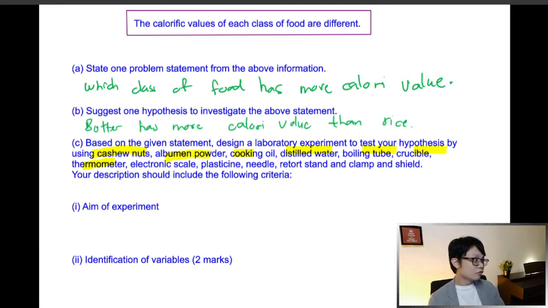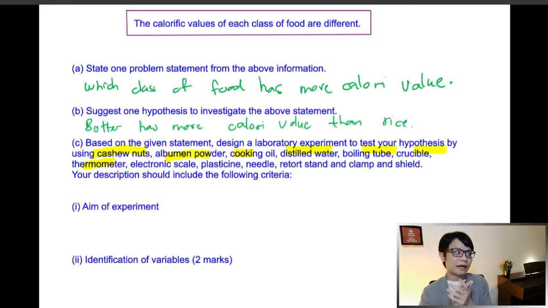So how do we test the calories? This one is more difficult. First, we need to know how to test calories. You need to measure it with what we call a calorimeter, something like that. You need to measure how much it can burn. If a thing has high calories, it can burn more.